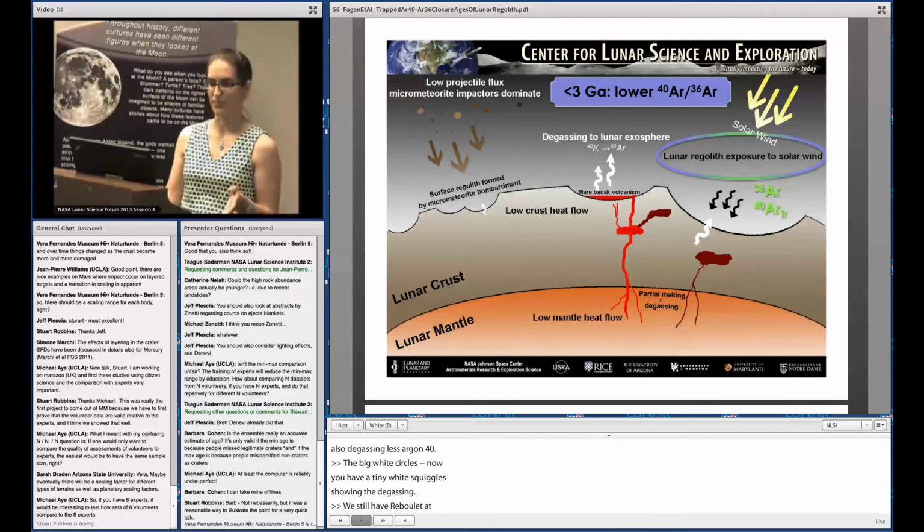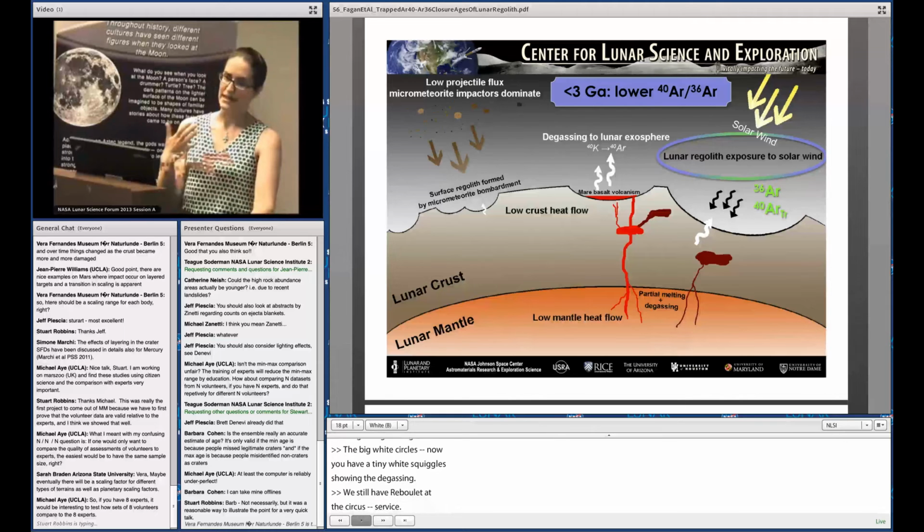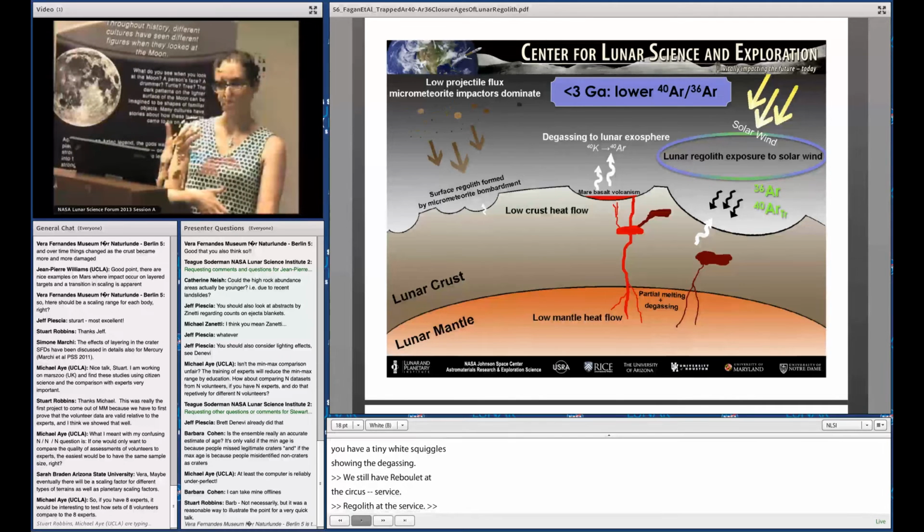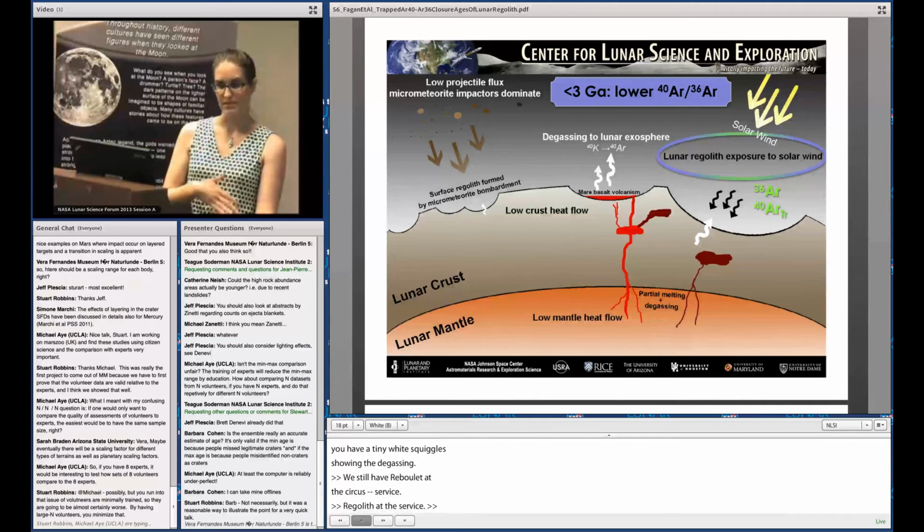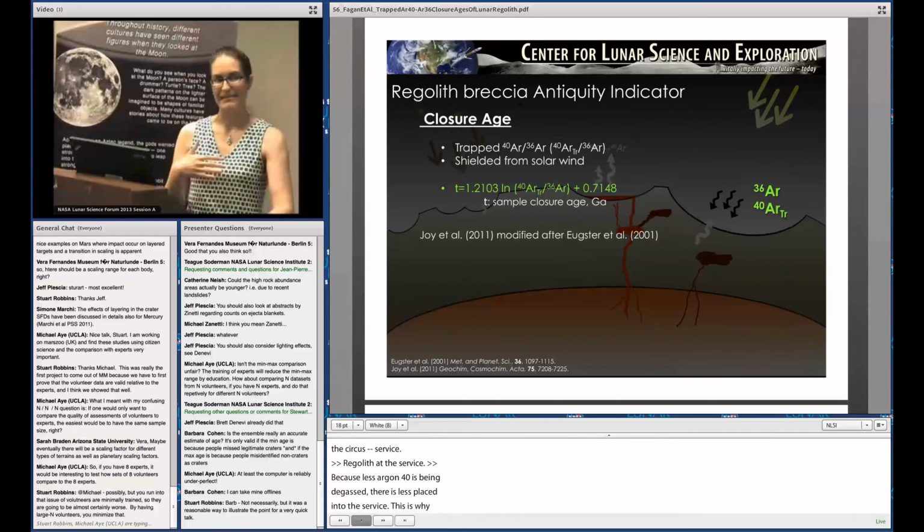But because less argon-40 is being degassed, there's less that is being re-implanted into the surface. So this is why we have a lower argon-40, argon-36 ratio at more recent time periods.